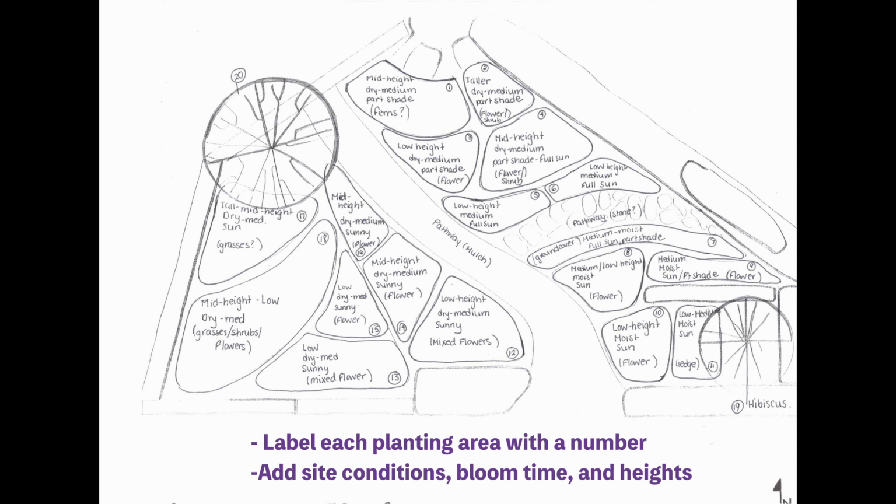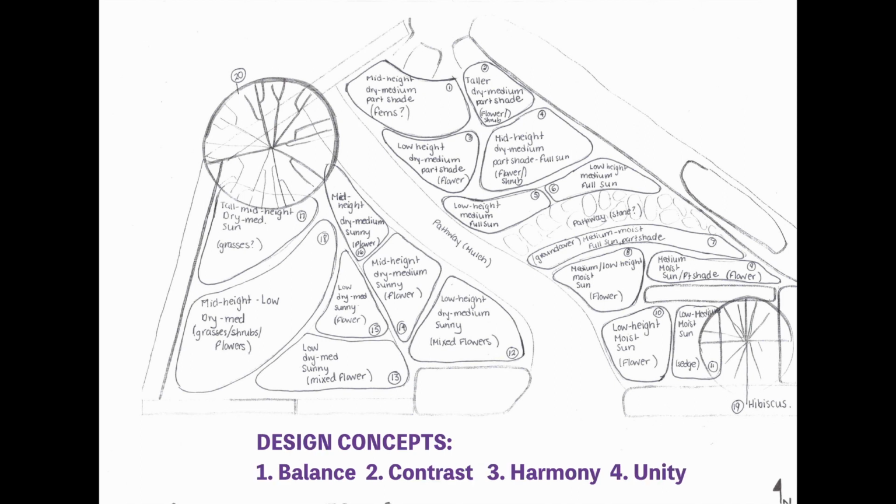As you work through this process, recall the design concepts again and think about how your planting layout could be balanced, have contrast and harmony, and be unified. And again, we'll work more on this in the next video as well. Your end result will be a detailed layout plan like this one, as well as some copies of the blank layout plan to use in the next video.